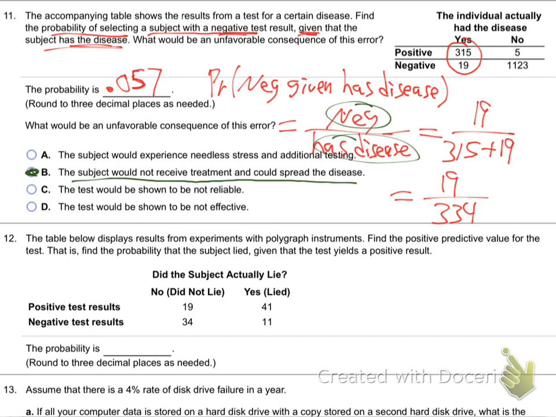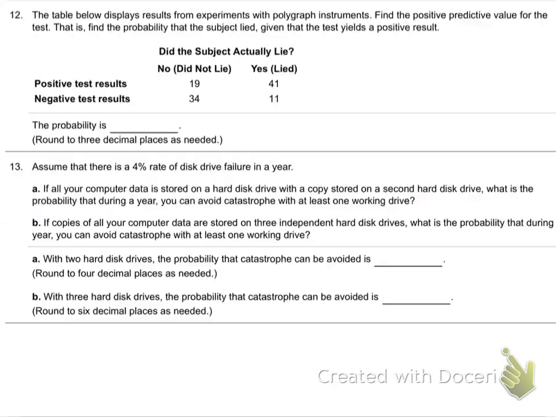All right, shall we move on? Is this making good sense? Getting the hang of given? So the table below displays results from experiments with polygraph instruments. Find the positive predictive value for the test. That is, find the probability that the subject lied, given that the test yields a positive result.